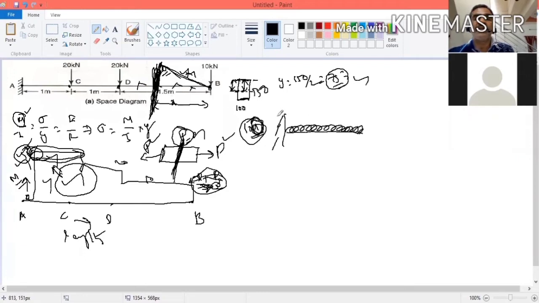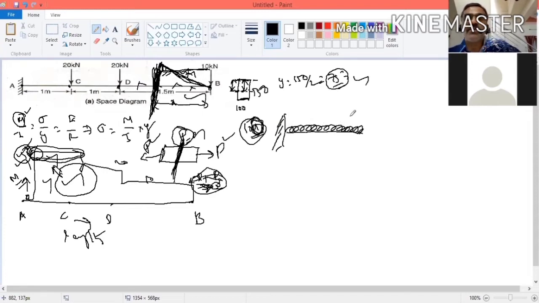Uniformly distributed load. Here we have seen about point load. In case of point load, the shear force is uniform, but bending moment is linear. It is varying linearly. Now we are considering a what beam? Cantilever beam with uniformly distributed load.